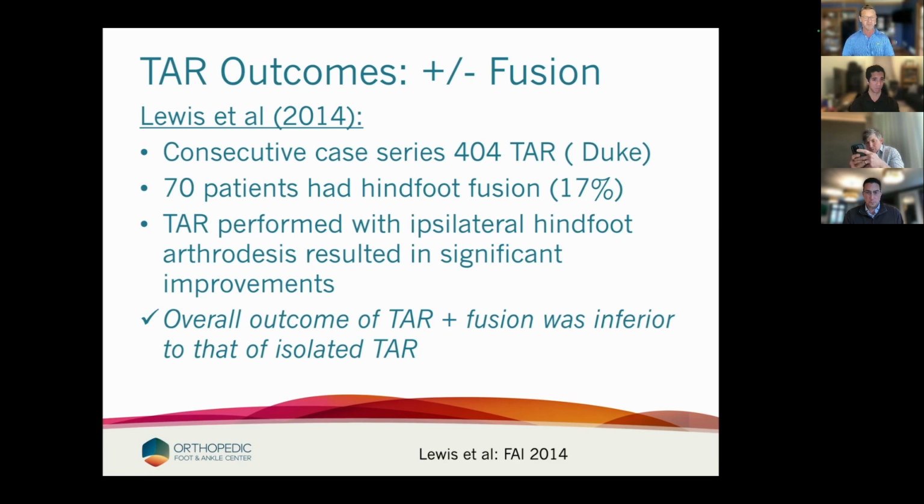So it's not that hindfoot fusions are a bad idea. But if you look at overall outcome scores, the overall outcome of total ankle plus fusion was inferior to that of isolated total ankle. So the moral of the story is, if you can just do the ankle, not have to do the hindfoot fusion, you and your patients are probably going to be better off.